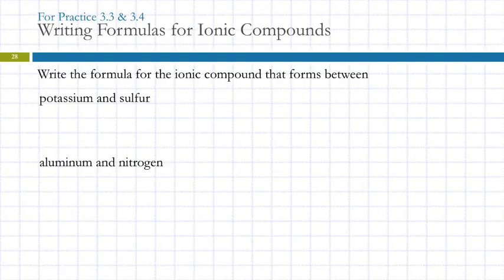So let's practice this. Let's write the formula for the ionic compound that forms between potassium and sulfur. Potassium is a metal, and its element symbol is K. Sulfur is a nonmetal, its element symbol is S. We need the charges on these ions, and these come from the periodic table. Potassium is in group 1, so it has a +1 charge. I indicate that by putting a plus sign as the superscript here. Sulfur is a nonmetal, it's got a negative charge.